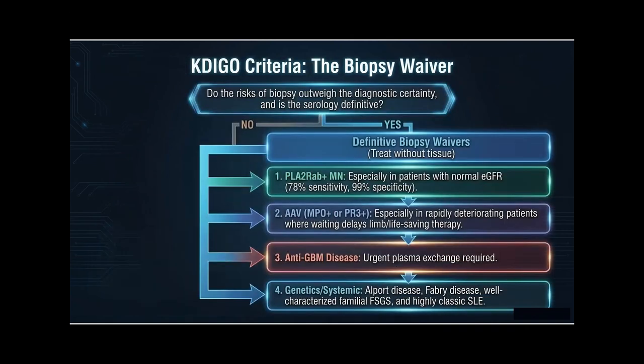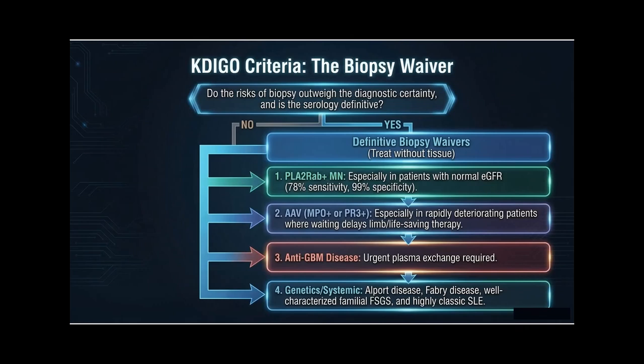Now, criteria for when I don't require a biopsy. When the risks of biopsy outweigh the diagnostic certainty, and is the serology definitive? If the serology is definitive, these are the following biopsy waivers. If the serology is not definitive, then you have to do the biopsy. What are the serologies? PLA2R antibodies in MN, or AAV, MPO and PR3 antibodies, especially in rapidly deteriorating patients. Anti-GBM disease, urgent plasma exchange because of Goodpasture's.